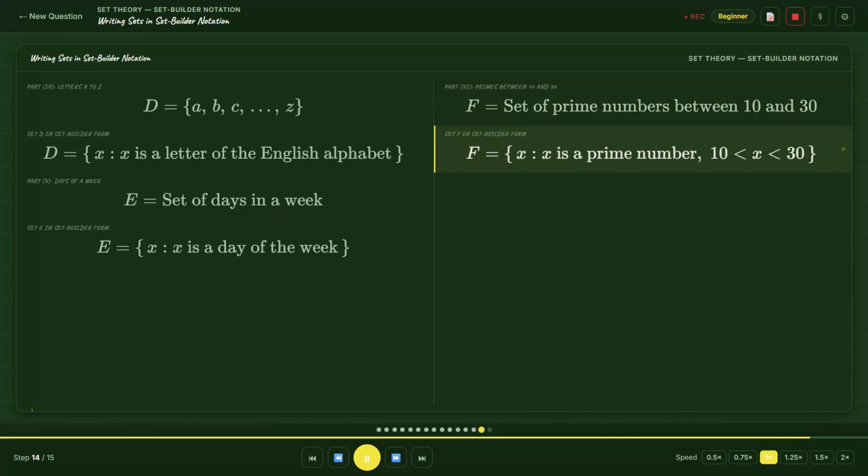We say X such that X is a prime number and X is bigger than 10 but smaller than 30. Notice we use less than signs, not less than or equal, because the problem says between 10 and 30.